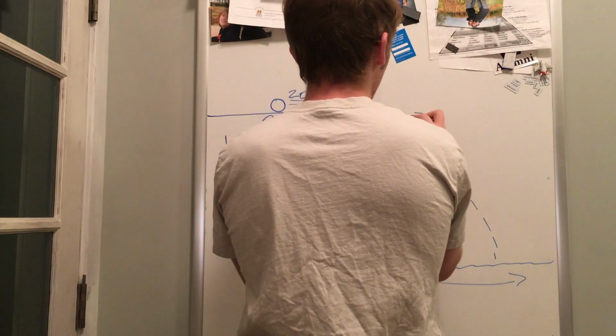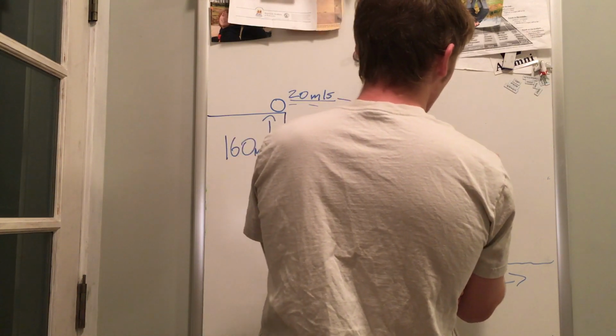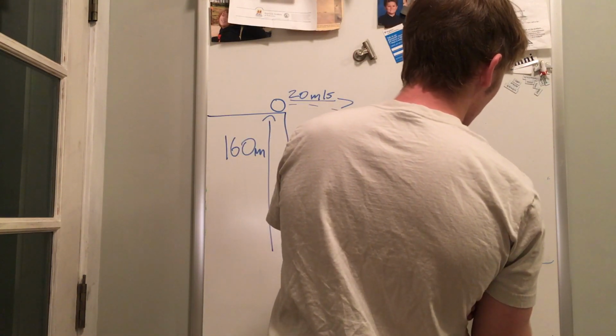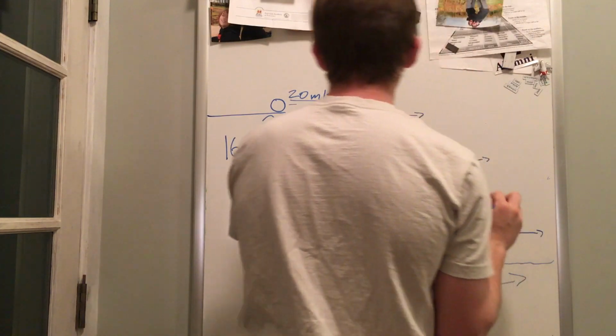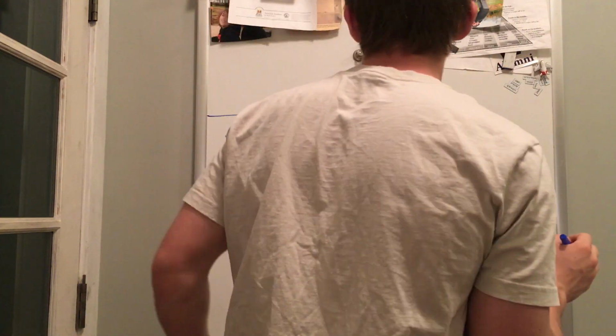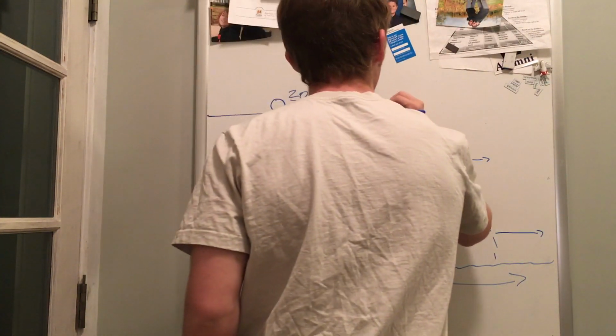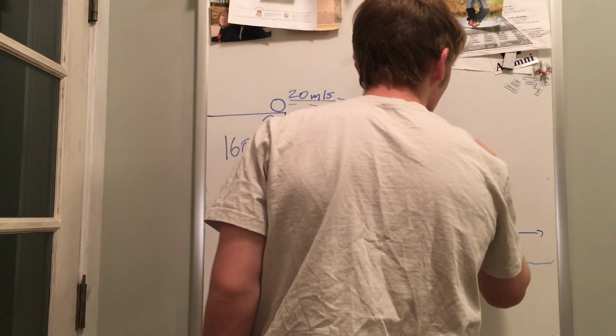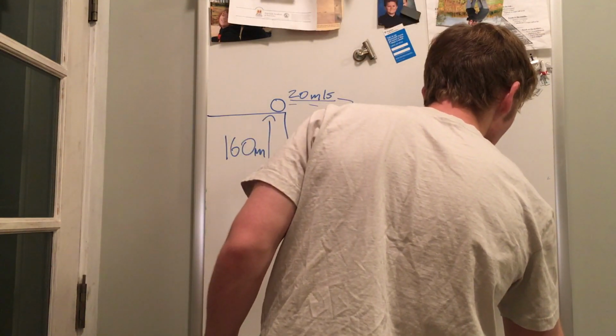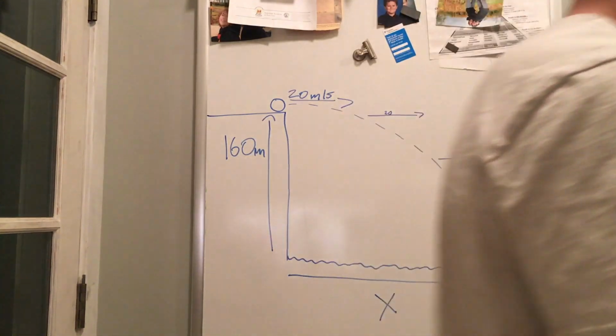As the ball is falling towards the water, it will maintain its velocity of 20 meters a second, as there will be no backwind pushing against it. As the ball is moving towards the right, the object will accelerate downwards, but it will not start with any vertical velocity.